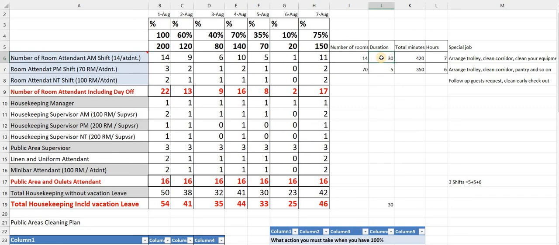Also, suites. When you assign a suite to a room attendant, do not give him 14. So give him 13 and a half, for example. If you have 1 suite and 13 rooms, 1 suite equals 1.5 rooms. So if you give 2 suites, it is 3 rooms. So 2 suites and 12 rooms. This is how you make the assignment.